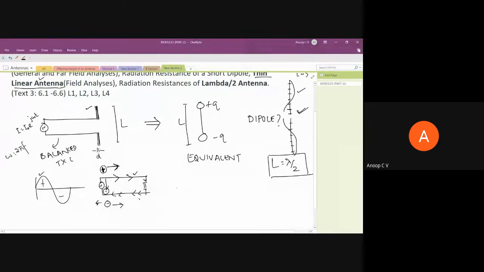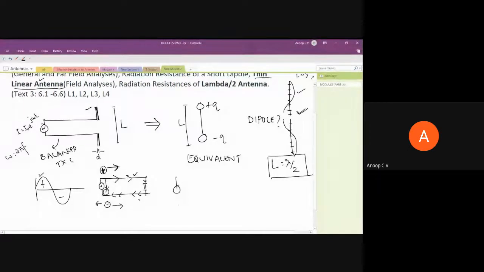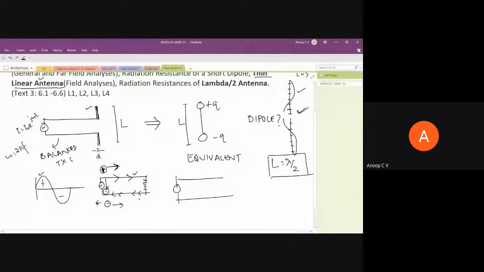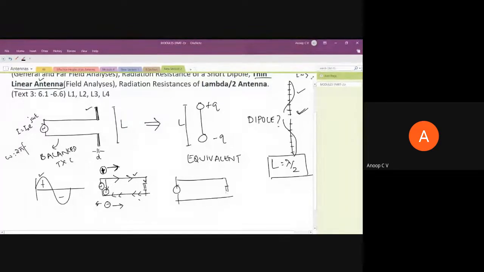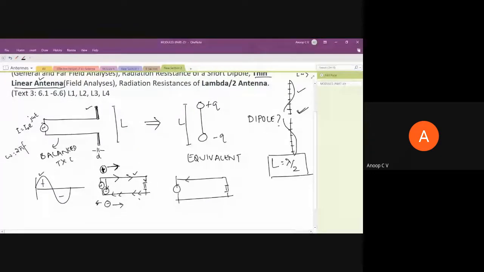What will happen in the negative half cycle? In the negative half cycle, the current direction will reverse. The current will be flowing like this in the negative half cycle.